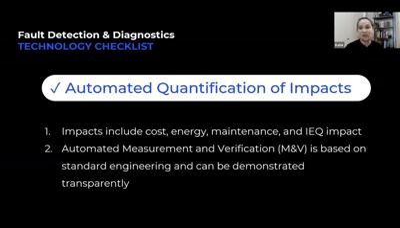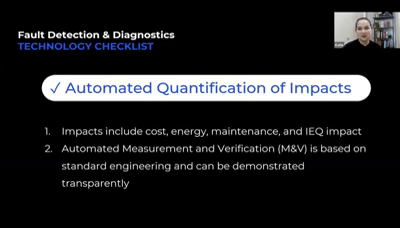The automated quantification of impact. This is that cost, energy, and maintenance, IEQ. These are all things that if they're important to your organization, you want to make sure that it's as automated as possible. We're not trying to create more work. We're trying to create less. So as much of this information to you that can be automated, the better.